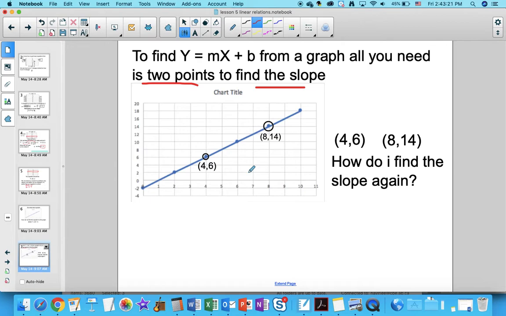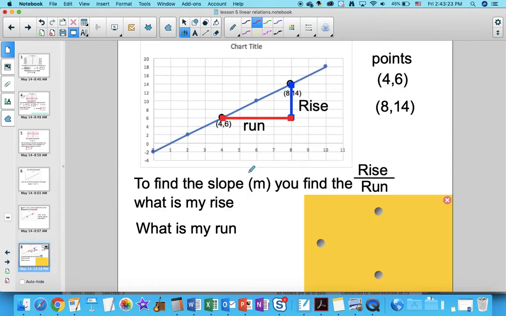Hopefully you remember that you do rise over run. So we have the points (4, 6) and (8, 14). To find the slope, you find the rise over run. What is the rise again? The rise is how much did the y change when you go left to right, from point 1 to point 2?